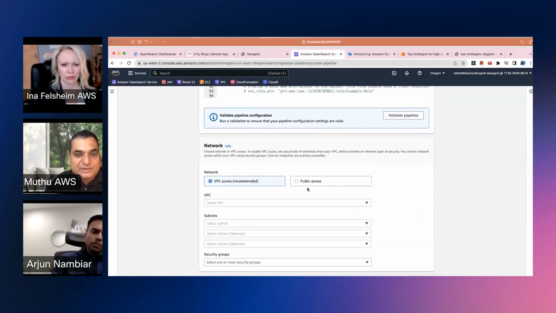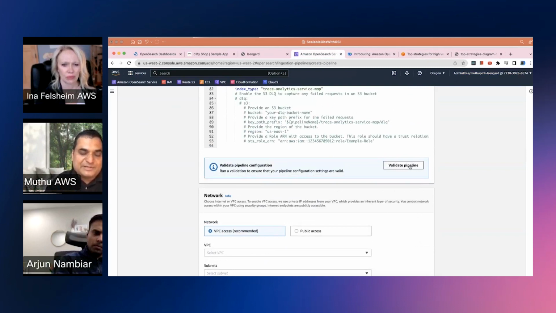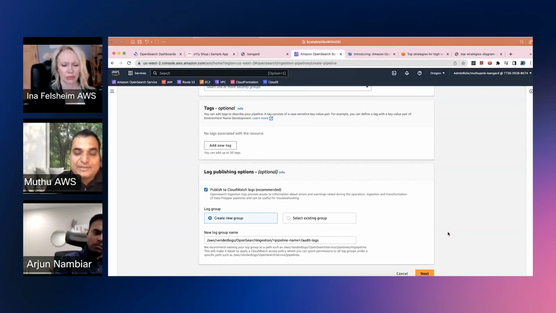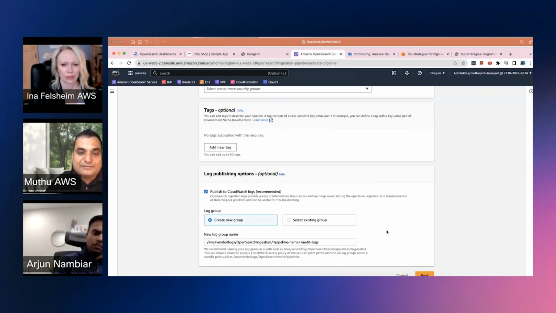You can create in VPC or public access. We recommend VPCs. And there is a nice button to validate the syntax of your pipeline too. You can use that to check and run it anytime. And then go to the next step, and let me quickly do that too. When you create, there will be a button that says, okay, create, every configuration is ready, and create pipelines.